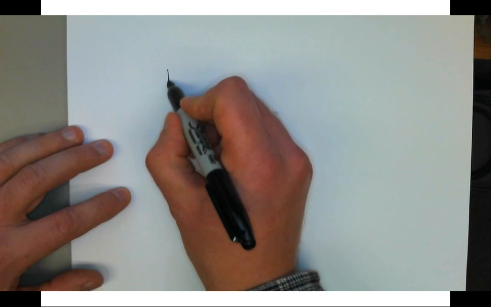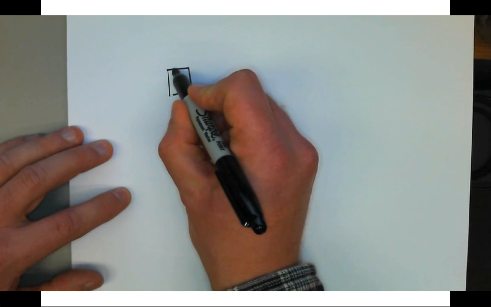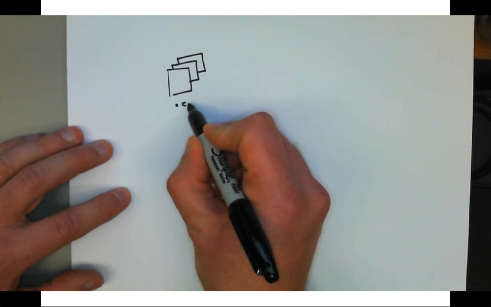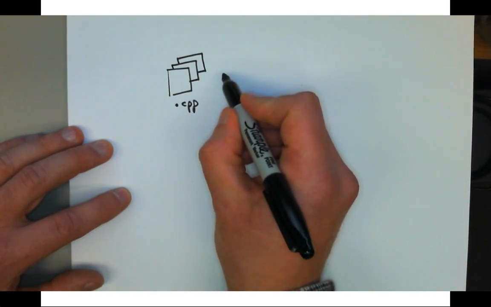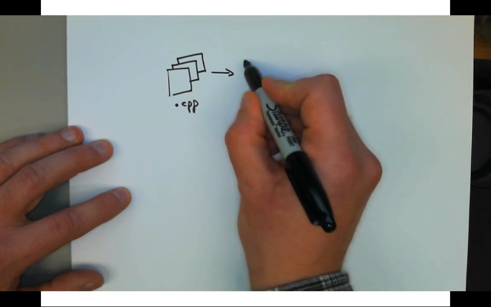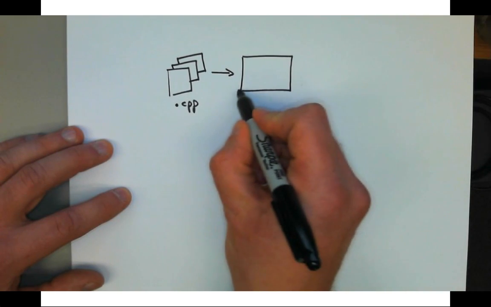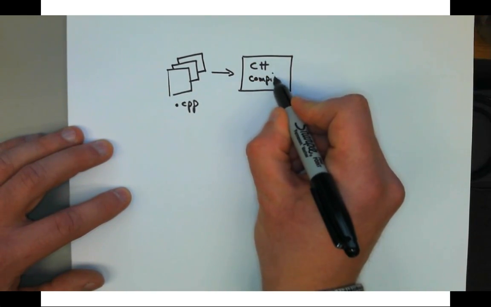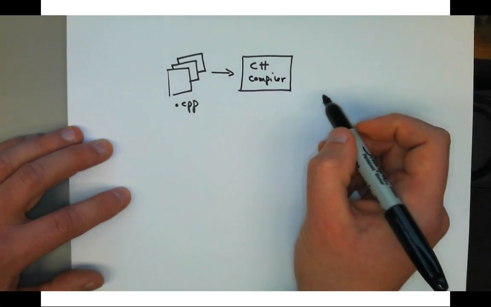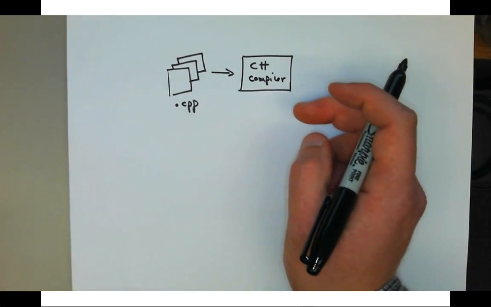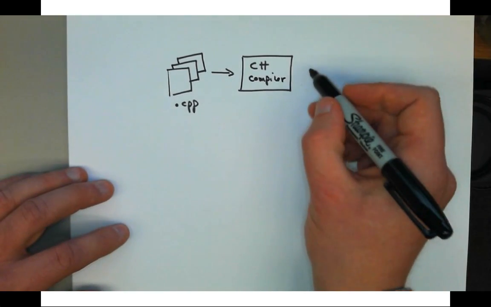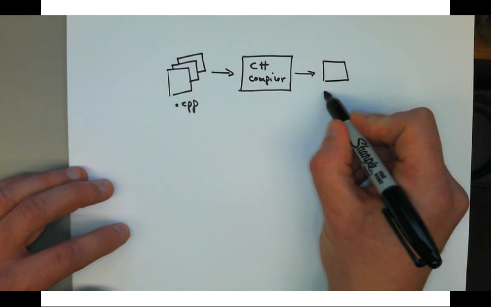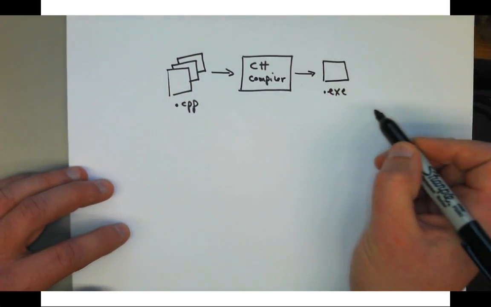So when we write C++ code, we create these source code files, and they get fed into this tool called a compiler. Okay. And the job of the compiler is to translate the source code into machine instructions. The machine instructions are then put in a single file called an executable.